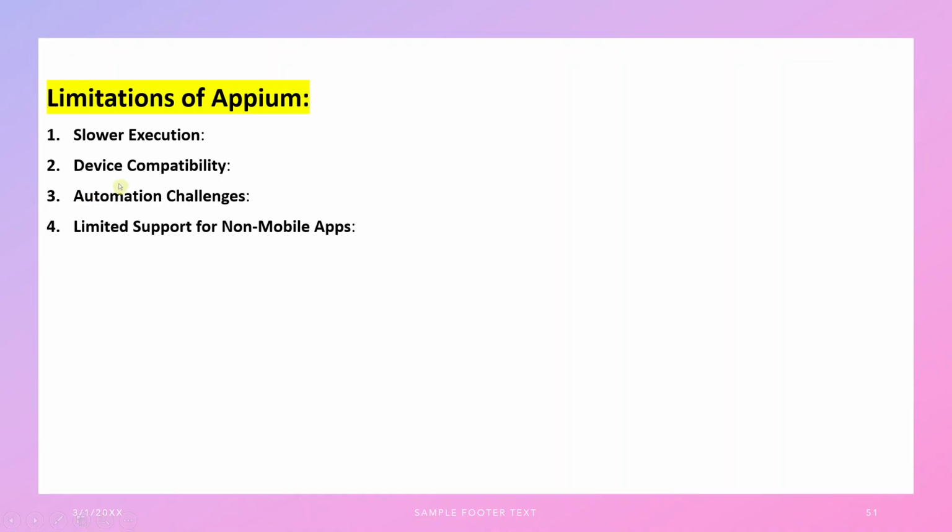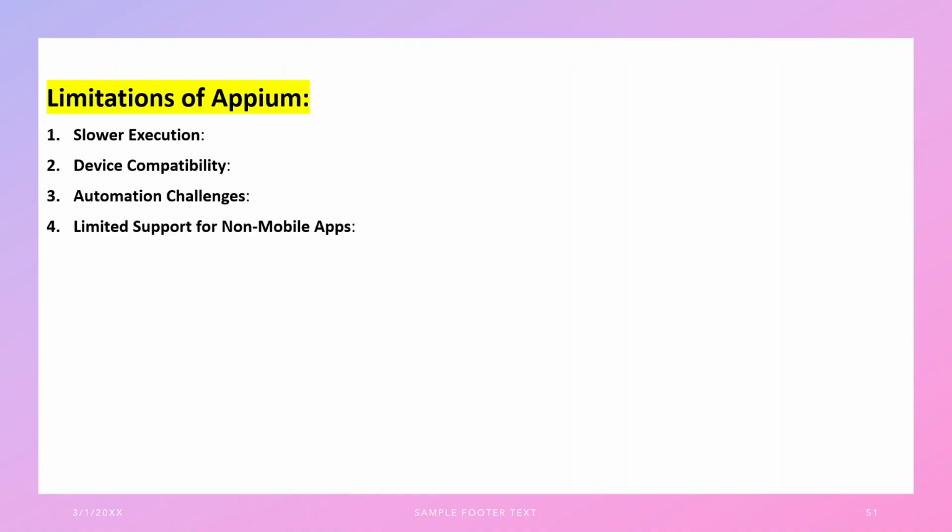Next is device compatibility. So what is device compatibility? Appium's compatibility with certain Android devices and iOS versions can be challenging. Sometimes when you are working with some versions of Android and iOS devices, there will be some challenges here. Especially we have seen these challenges with Android 10. That is one of the limitations here. And automation challenges: automating tasks that require interacting with device hardware features will be difficult. So we have to interact with some hardware features of the devices. That is a challenge here.